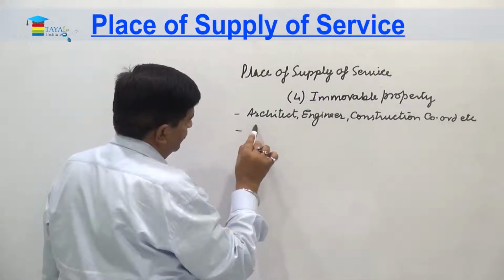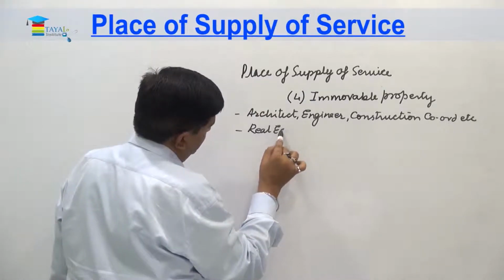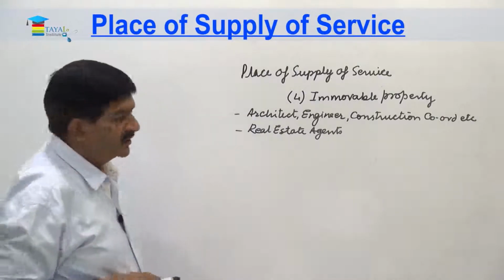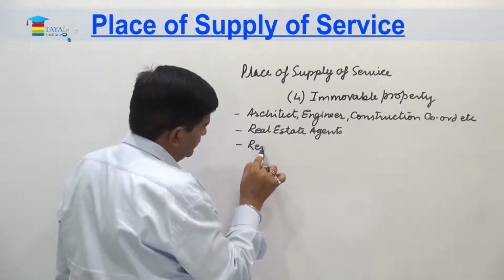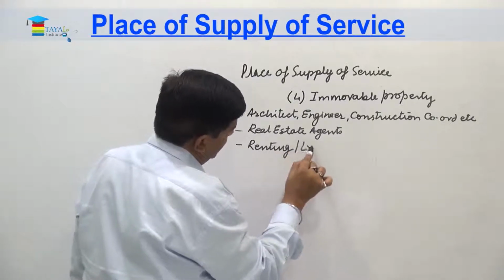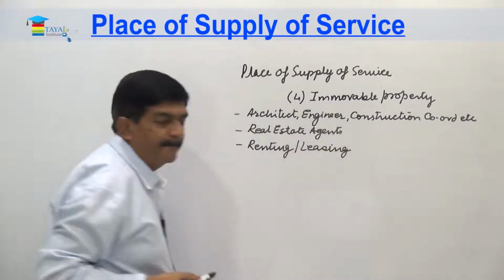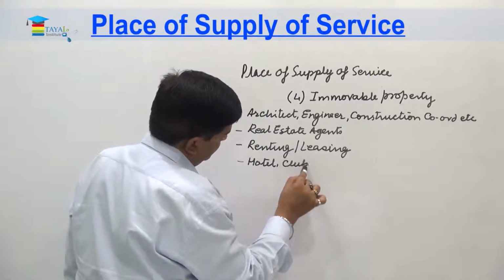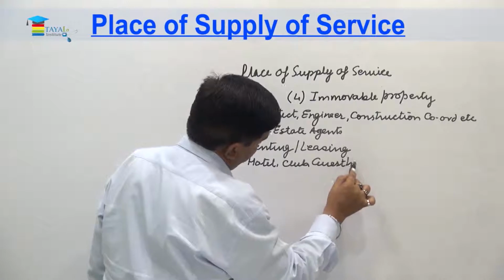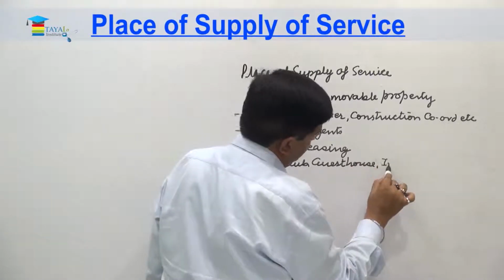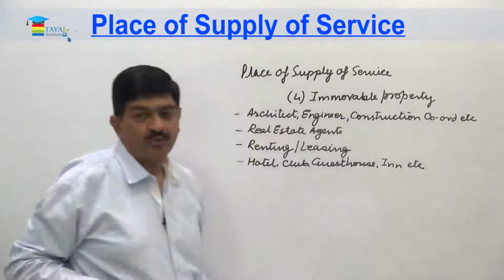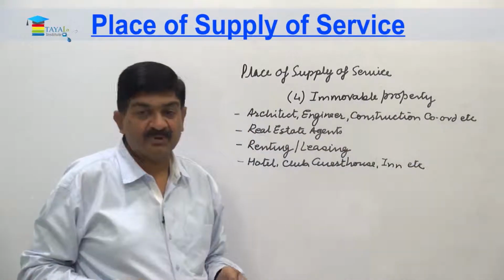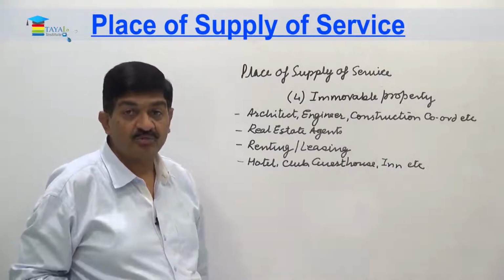It also covers real estate agents. This also covers renting or leasing of immovable property. This also covers hotel, club, guest house, inn, etc. So any place where the place of stay is given. So that's why I have added etc. In this line also I have added etc. because that is not the end of the list of the service providers in relation to immovable property.